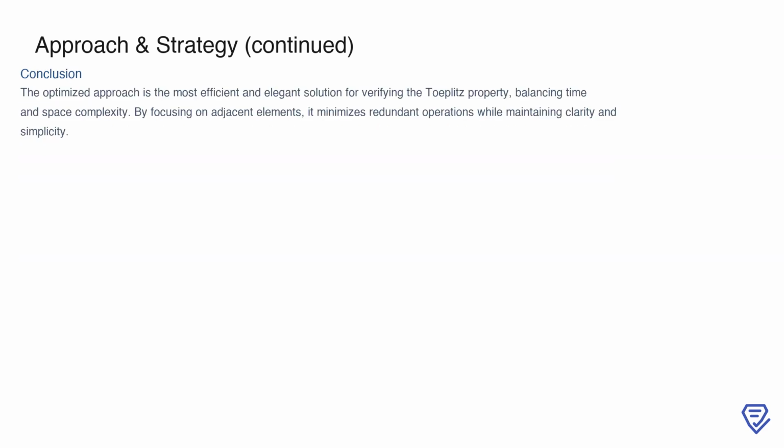In conclusion, the optimized approach is the most efficient and elegant solution for verifying whether a matrix is Toeplitz. By leveraging the relationship between adjacent elements, it minimizes redundant operations while maintaining clarity and simplicity. This makes it suitable for matrices of all sizes, as it achieves a time complexity of O(m*n) and a space complexity of O(1). While other approaches like brute force or the hash map method have their own merits, they either lack efficiency or introduce unnecessary complexity. The beauty of the optimized approach lies in its ability to solve the problem in a straightforward yet highly efficient manner, making it the clear choice for this task.